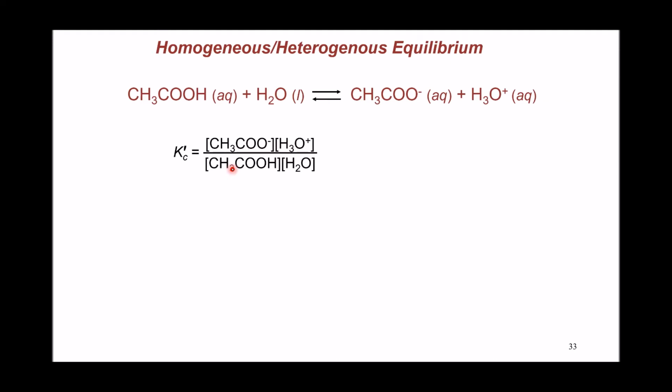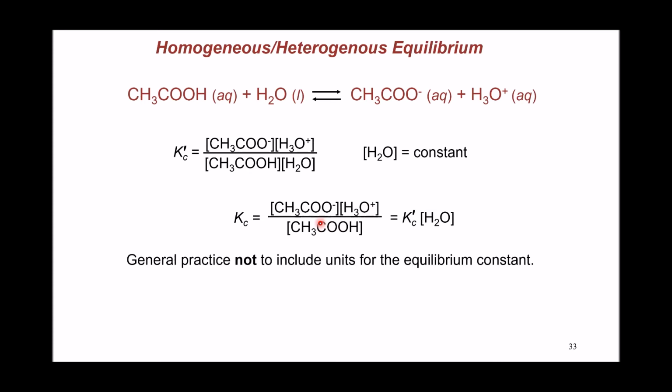But as we said, water is a liquid phase substance. And as we said, for any liquid phase, we will just ignore it. We will consider it constant, or we'll consider it to equal 1. So we will just remove it from the equilibrium expression, and that makes the equilibrium constant for this equilibrium equal the concentration of the ions divided by the concentration of the acid itself. And generally, we don't use units for any equilibrium constant.